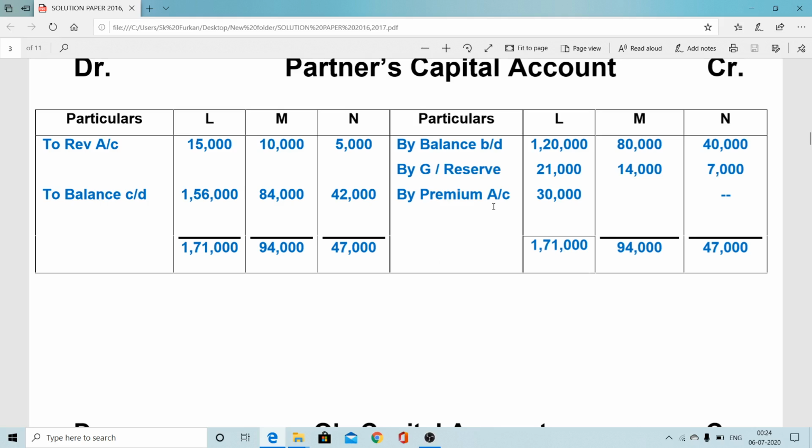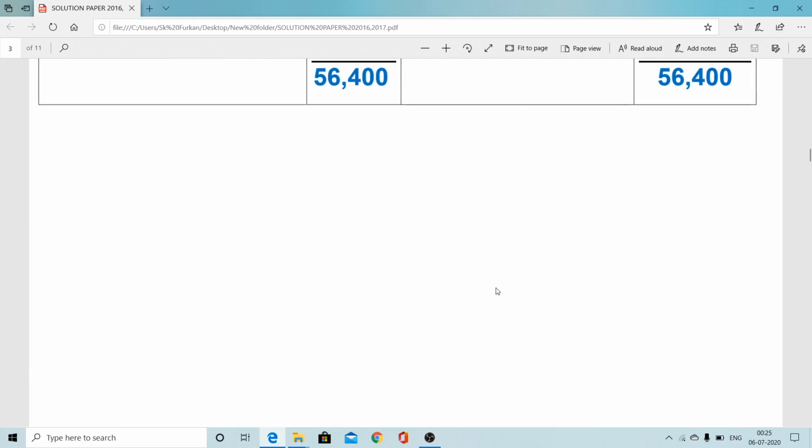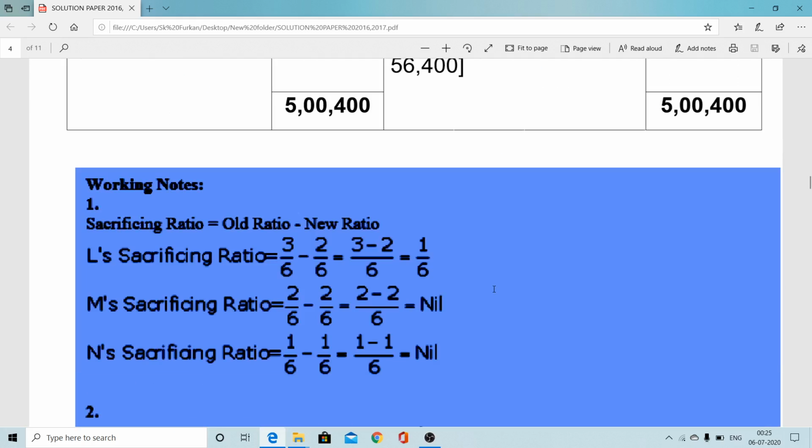Now on the credit side is the premium account, that is premium for goodwill, actually 30,000. How did it come to 30,000? When the new ratio and old ratio are separately provided, it is better first to calculate the sacrificing ratio, because the old ratio may not always be sacrificed; it can change. That happened here, because we can see that not all the old partners are sacrificing; only L, the first partner, sacrifices. Let's check the working here.